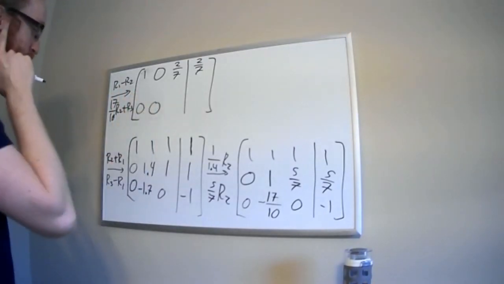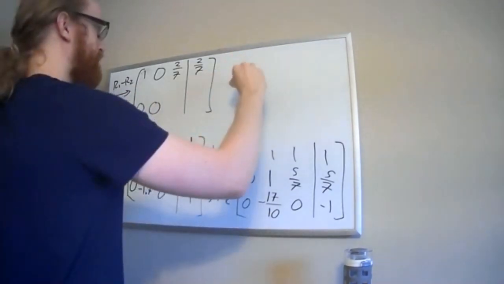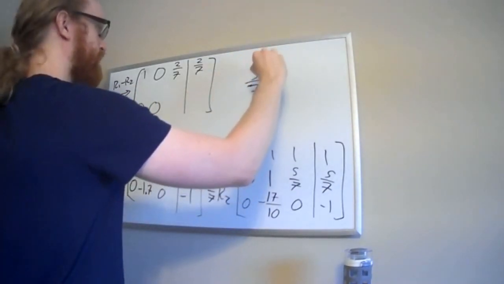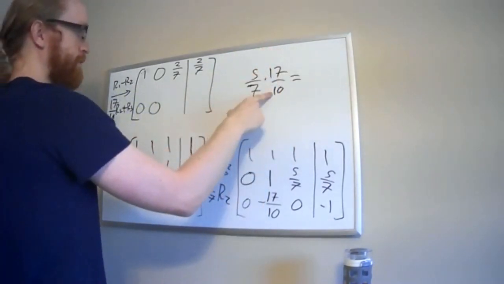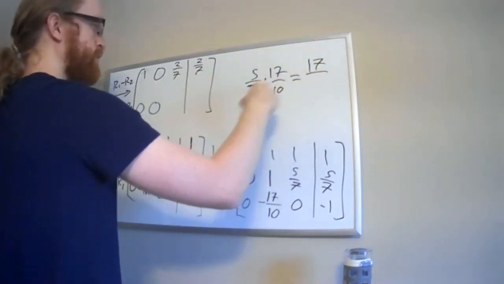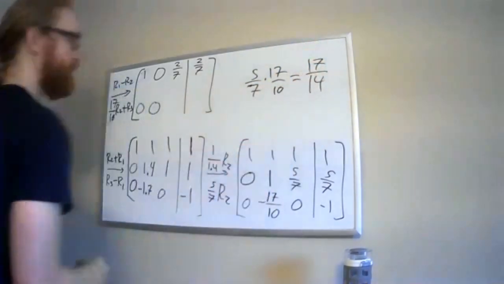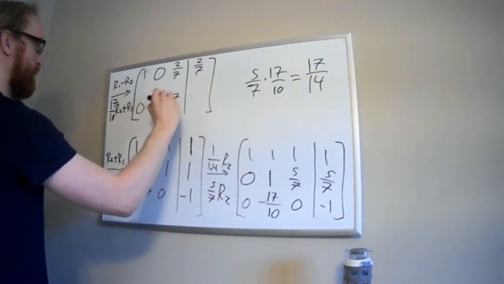Now I have to take 5/7 times 17 over 10. Well, 5/7 times 17 over 10. 5 goes into 10 twice. So I'm left with 17 over 2 times 7, which is 14. So I'm left with 17 over 14. So I'm going to get 17 over 14.